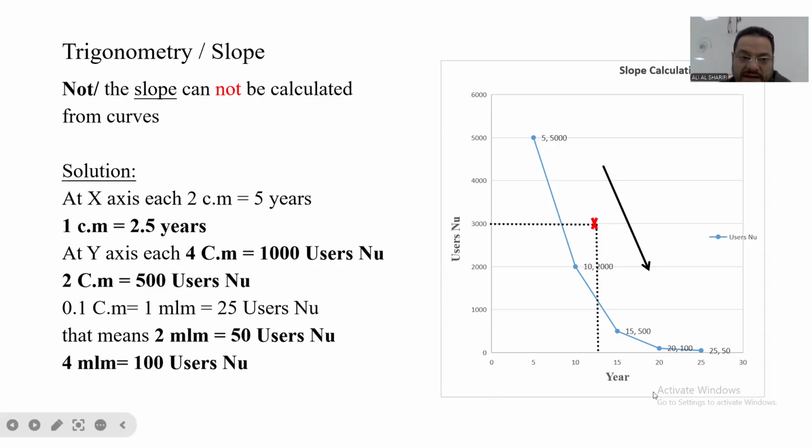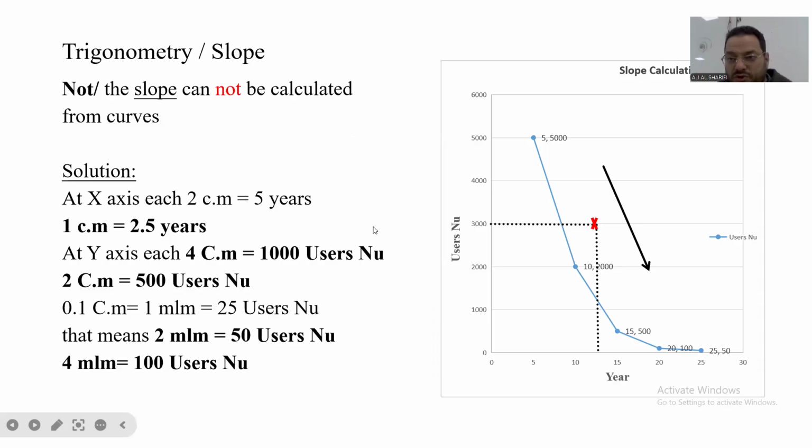Now, let's talk about how much each centimeter equals. 2 centimeters equal 5 years, so each 1 centimeter equals 2.5 years. If you want, you can write it like that. And on the x-axis, each 4 centimeters equal 1,000. 2 centimeters equal 500. 1 millimeter equals 25 users number.